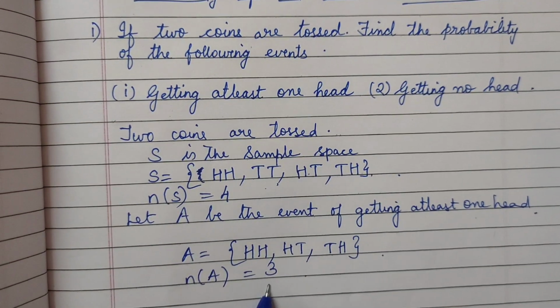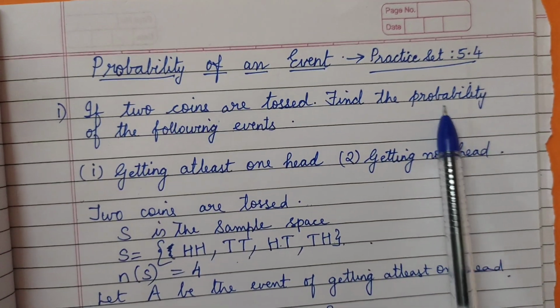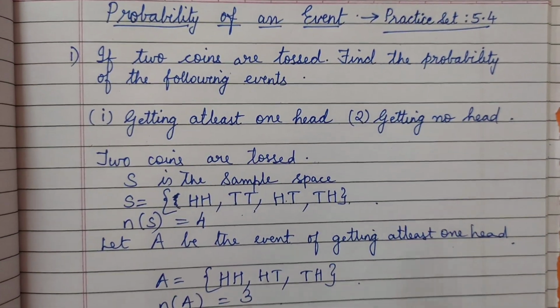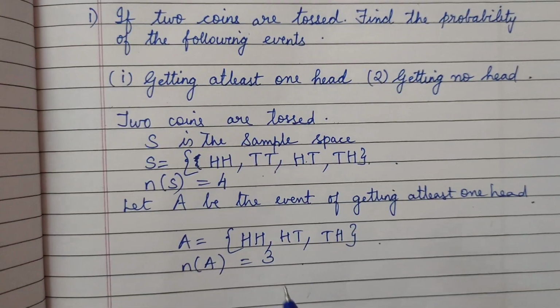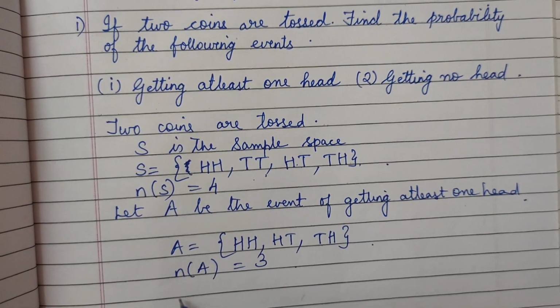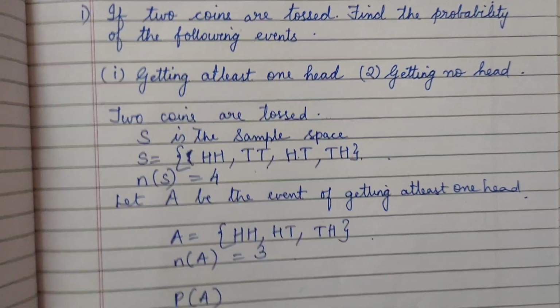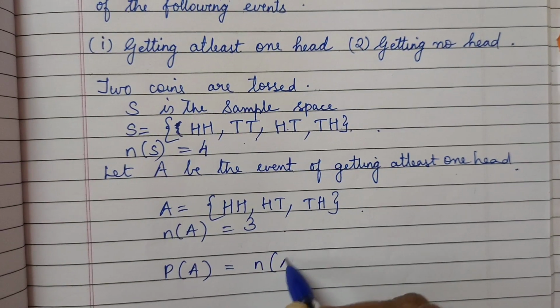So once we have done this, we are finding the probability here. So we will immediately finish off the probability for the event A. How will we write it here? P of A equals N of A.